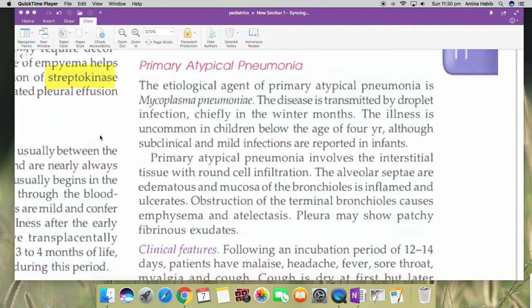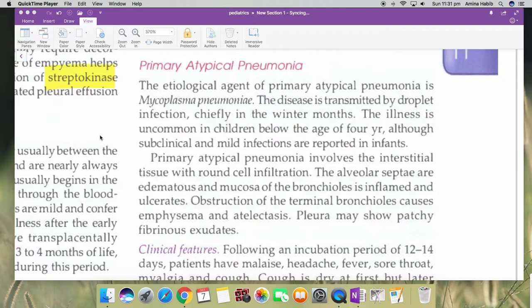This is also transmitted by droplet infection. A very specific feature is that it occurs in epidemics, chiefly in winter, among children in overcrowded living conditions. It's uncommon in children below 4 years of age. The incubation period is quite long, 12 to 14 days. The onset is insidious or abrupt. Initial symptoms are malaise, headache, fever, sore throat, cough, and myalgia.